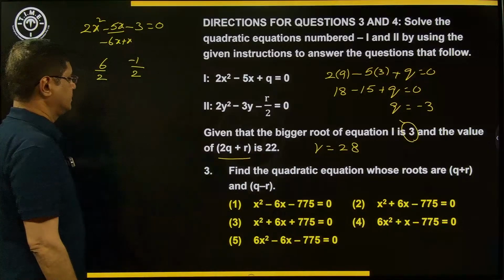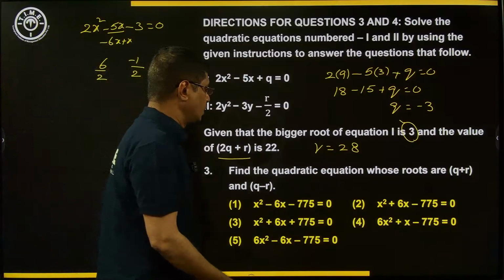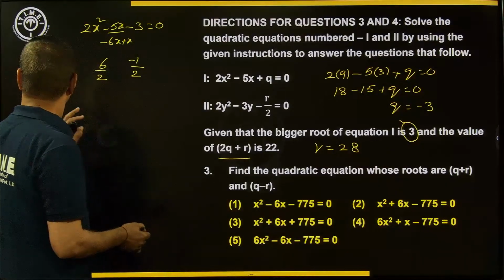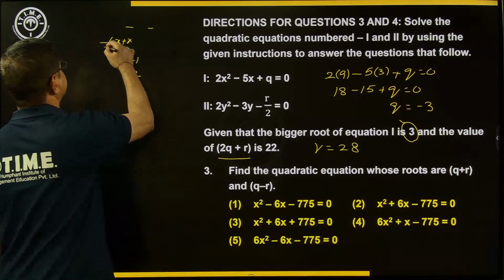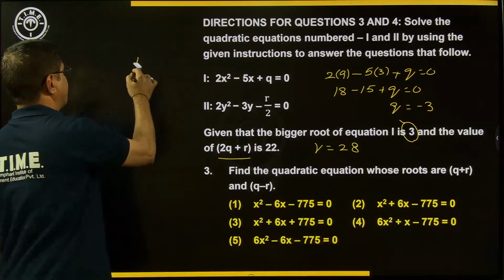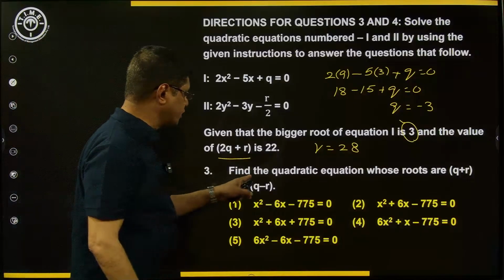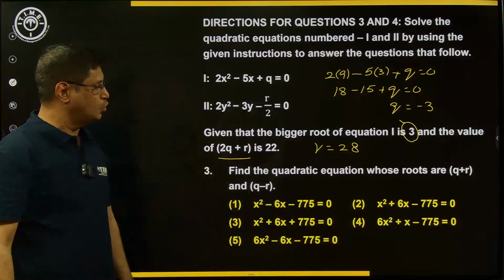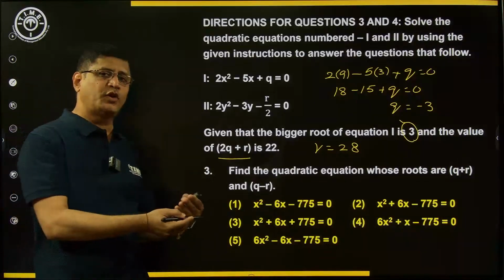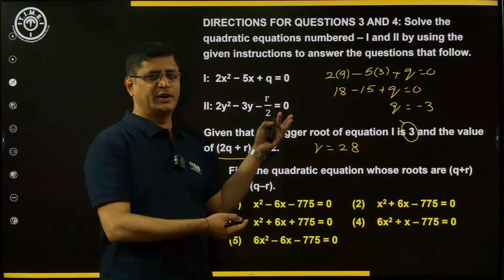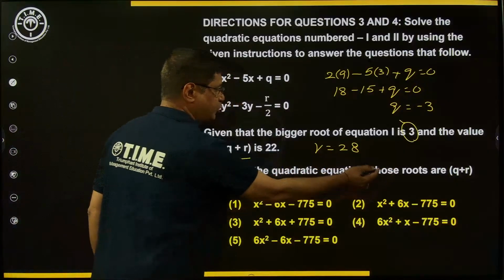Okay. Now q plus r. Right. So just look at the question. Find the quadratic equation whose roots are q plus r and q minus r. We need to find the quadratic equation. We need to find out the roots here. Just look here. The roots are q plus r.